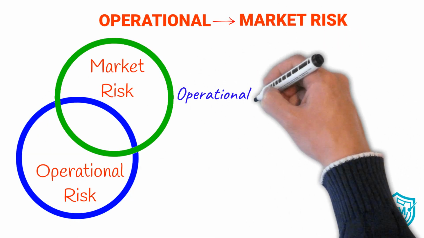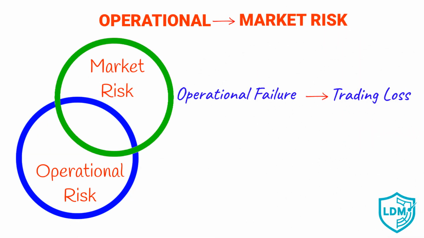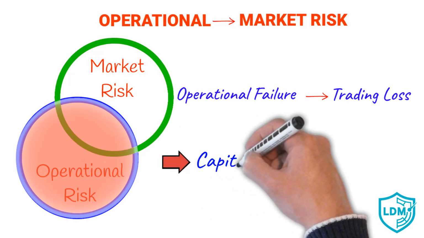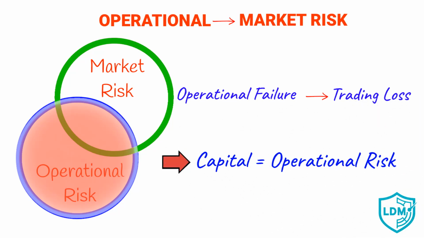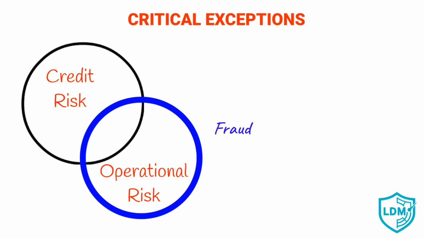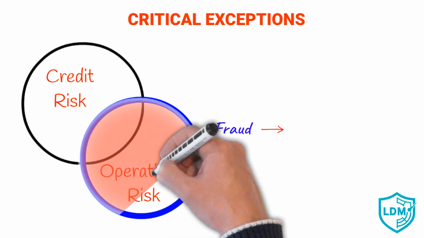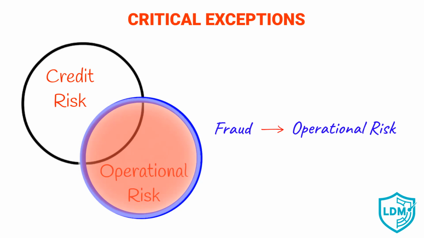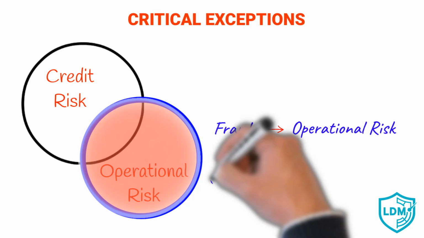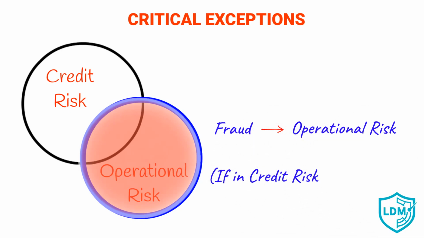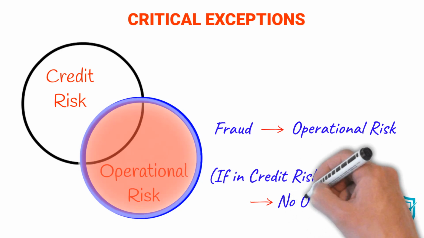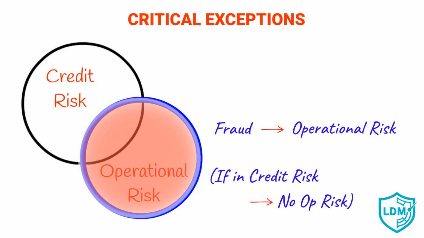If an operational failure creates a trading loss, it is treated as operational risk for capital. Because the loss originates from a control failure, not a market position. If the loss comes from fraud, like identity theft, it is treated as operational risk. Unless it is already captured in credit risk. Because the failure is not credit judgment. It's a breakdown in process or control.